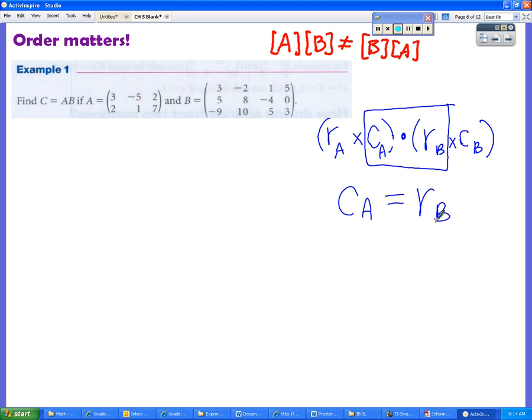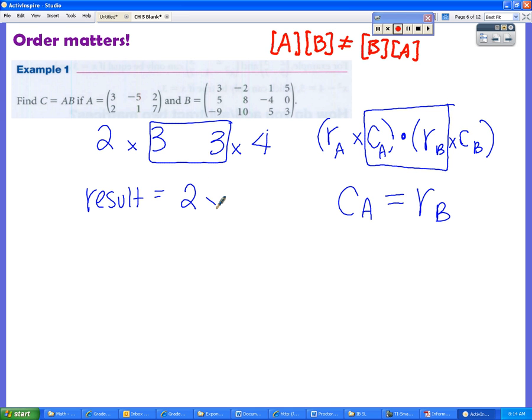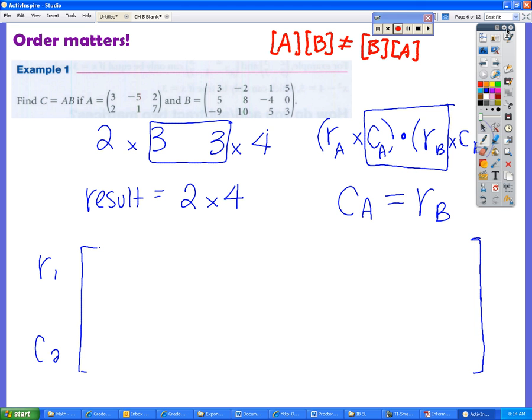So if you take the example that we have here, this is 2 rows by 3 columns. This is 3 rows by 4 columns. So this means we can multiply. The result will be a 2 by 4. So I'm going to make a very large matrix and discuss how you find the terms. This is row 1, row 2. This is column 1, column 2, column 3, and column 4.